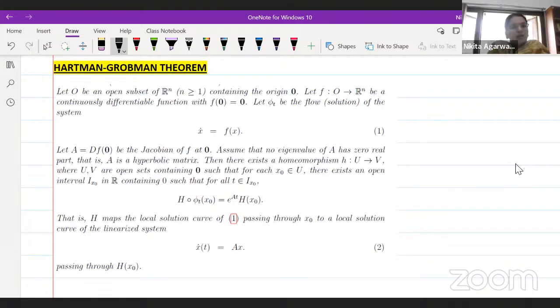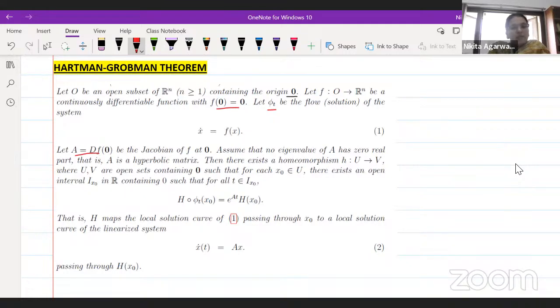It says that if you have an open subset of Rn containing the origin, and you have a function which is continuously differentiable, which is 0 at 0, let phi t be the flow or solution of this system, and let A be the Jacobian of f at 0, and you assume that A is hyperbolic, which means that it has no eigenvalue which has 0 real part.